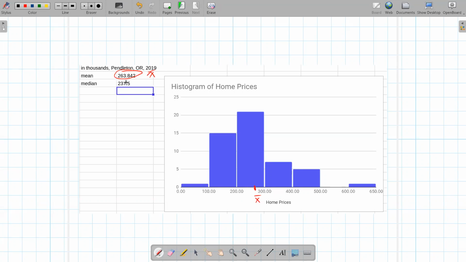The median's about 240 roughly. Median is usually given the letter M. And so that one is going to be more like over here, M. So notice in this case right here, the median is less than the mean. Alternatively, we could say the mean is greater than the median. Let's look at another example.